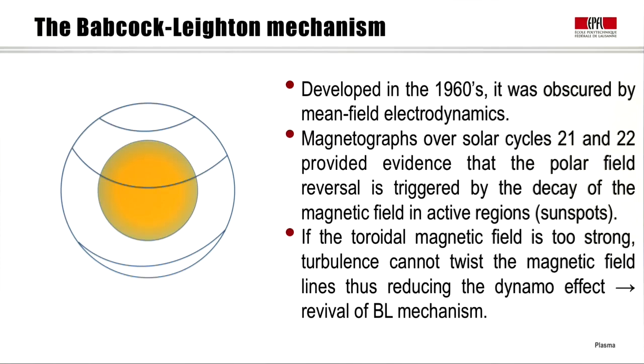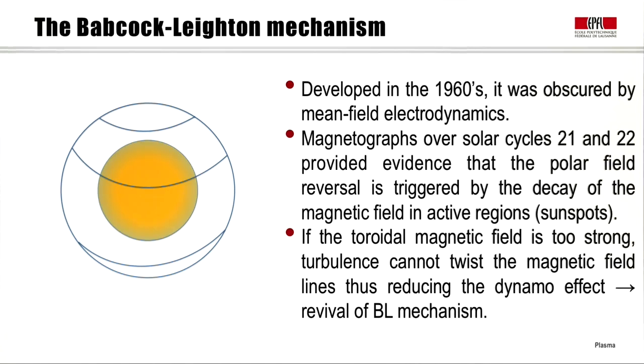An alternative and similar mechanism to transform a toroidal magnetic field back into a poloidal magnetic field is the Babcock-Leighton mechanism. It was originally developed in the 1960s, but for a long time it was obscured by the success of the mean field electrodynamics and the alpha effect. However, recently, over the 21st and 22nd cycles, the magnetograph provided evidence that the polar field reversal is triggered by the decay of magnetic field in the sunspots.